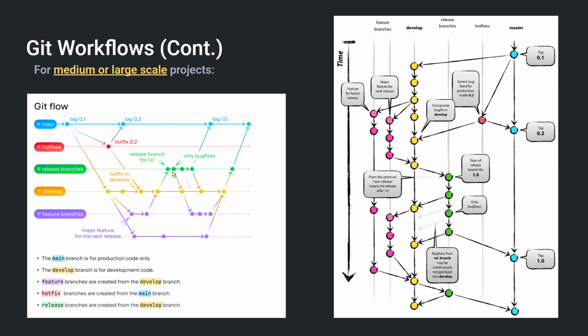And once the code is stable enough, it would be merged to the main branch, which again is the branch for production code only. So down here, you can see everything. Main branch is for production code only. The develop branch is for development code. Feature branches are created from the development branch. Hotfix branches are created from the main branch.